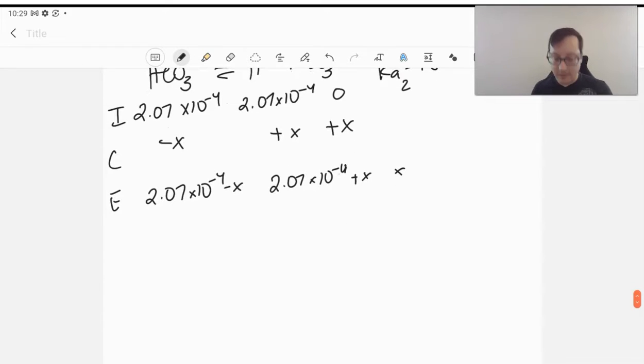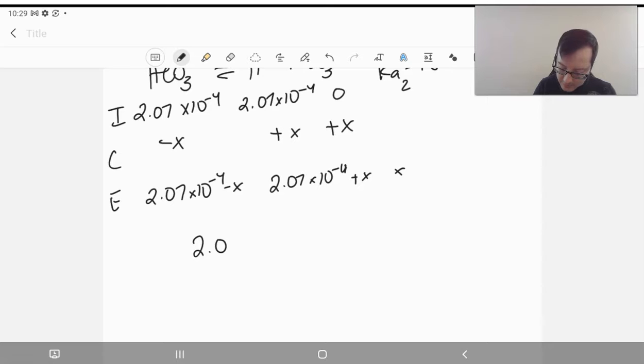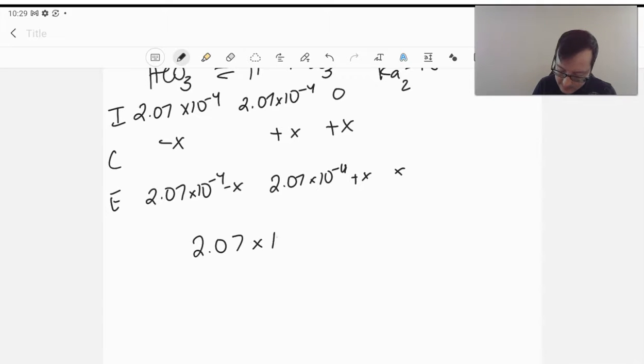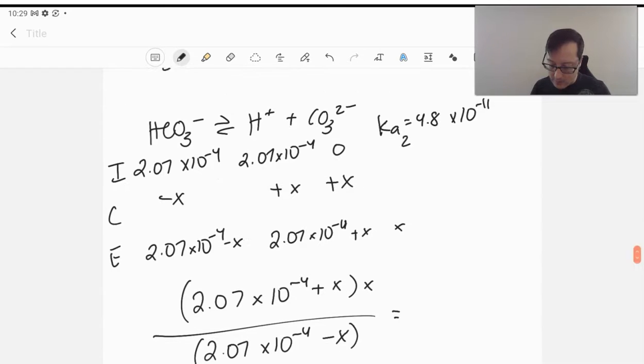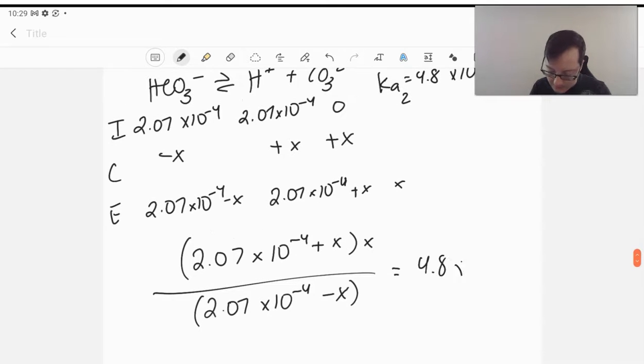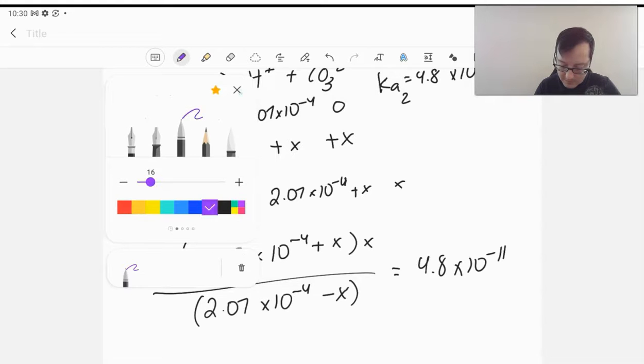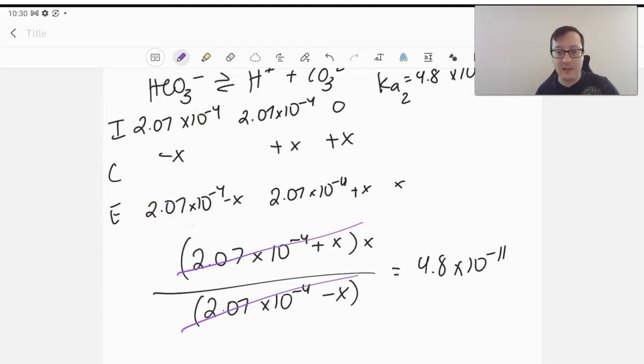All right, so this one's going to be slightly more complicated. We get 2.07 times 10 to the negative 4 plus x, times x, over 2.07 times 10 to the negative 4 minus x, equals our Ka, which is 4.8 times 10 to the negative 11. If we assume that the plus x and minus x are negligible, that means we can actually just get rid of these, assuming that x value is less than 5%.